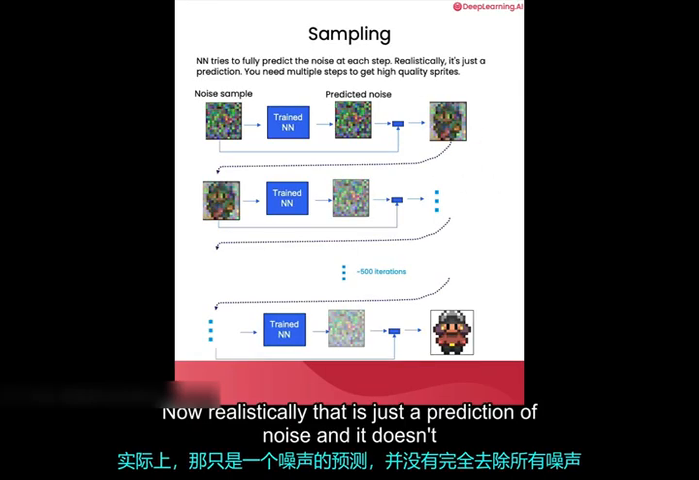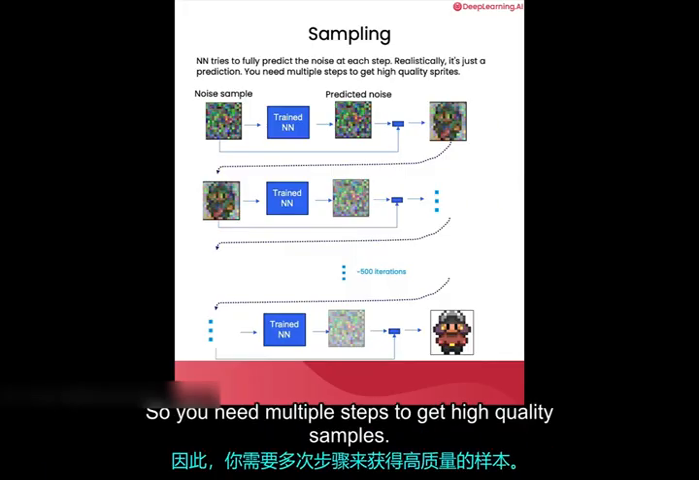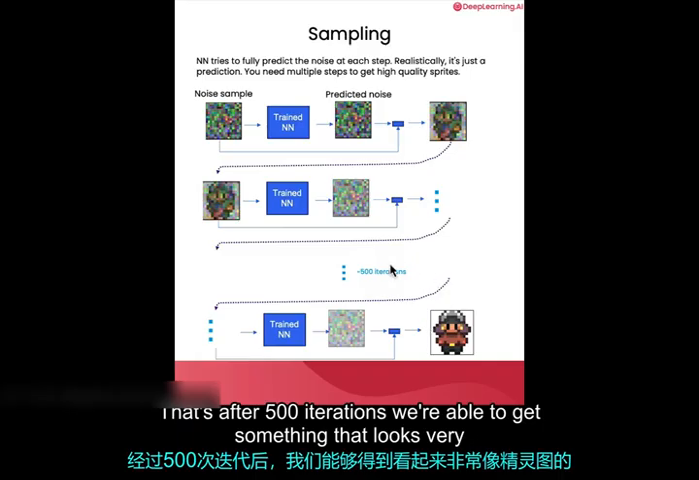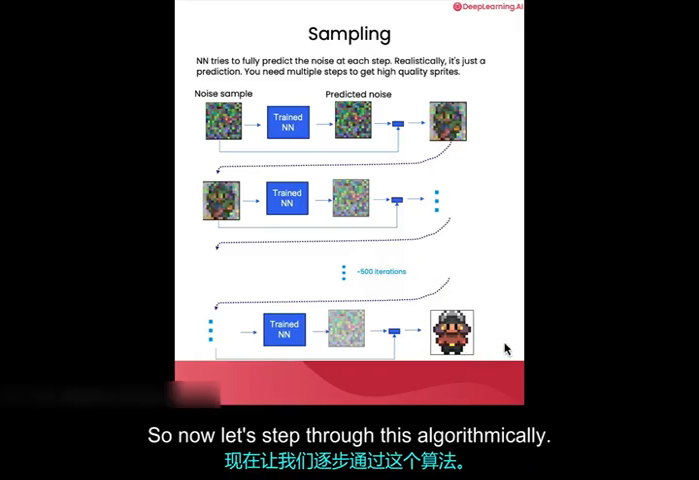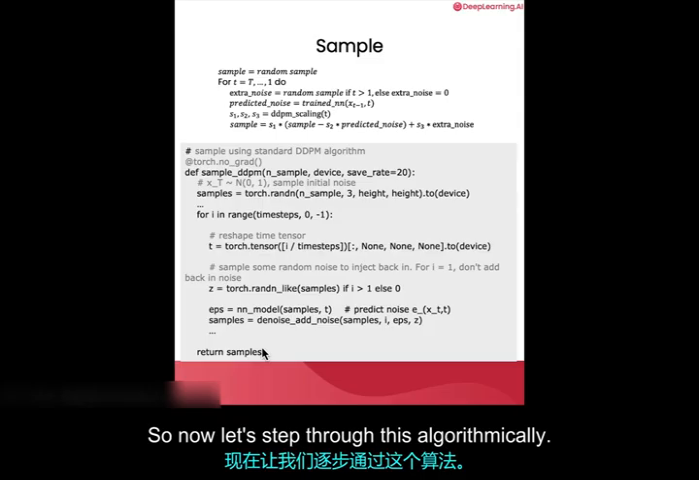Now, realistically, that is just a prediction of noise, and it doesn't fully remove all the noise. So you need multiple steps to get high-quality samples. That's after 500 iterations, we're able to get something that looks very sprite-like. So now let's step through this algorithmically.